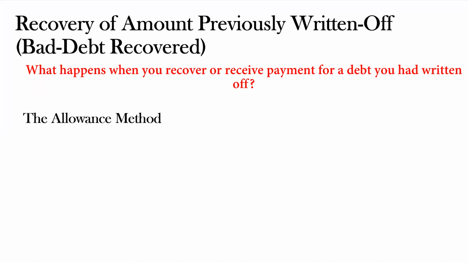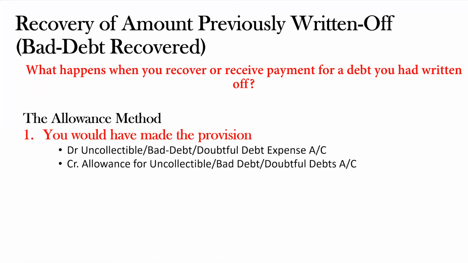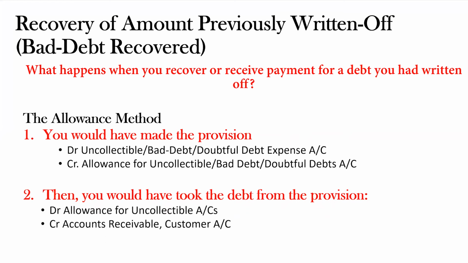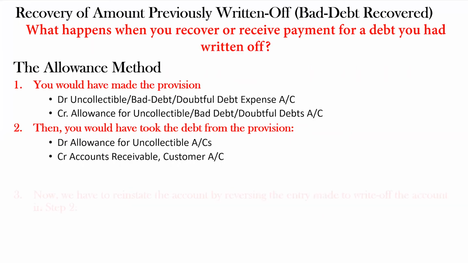So let's look at that under the allowance method. Remember, under the allowance method, you would have made a provision. You made a provision by debiting the uncollectible expense account and crediting your provision or allowance account. That's what you do to make the provision. So when the debt goes bad, what you do next is pull from the provision, by debiting the allowance account and crediting the accounts receivable. So now we know those two.